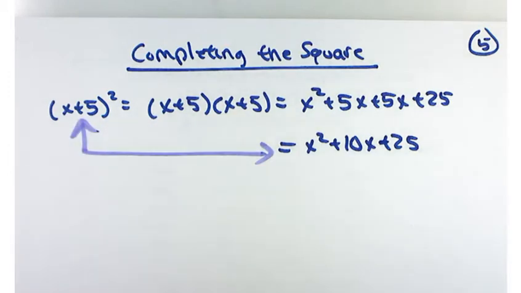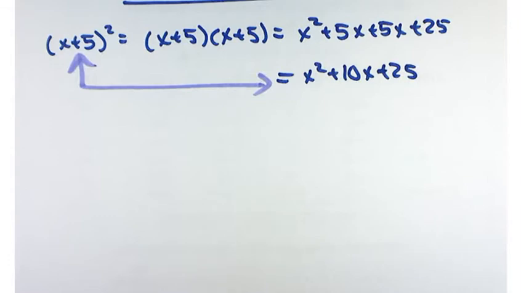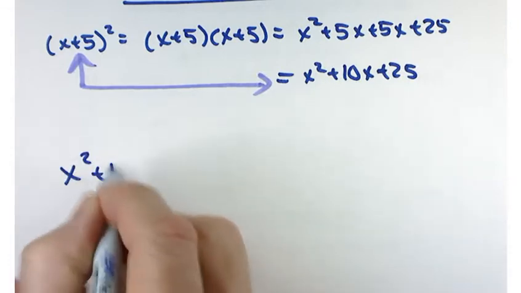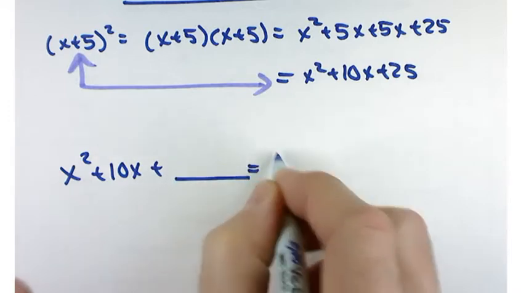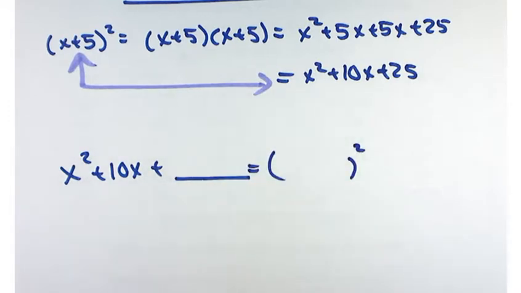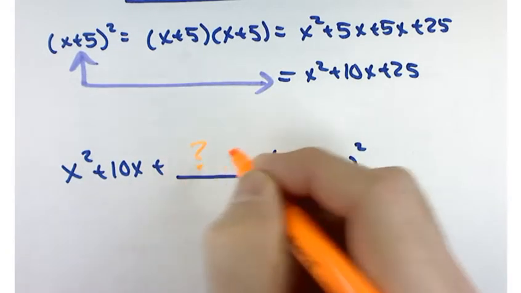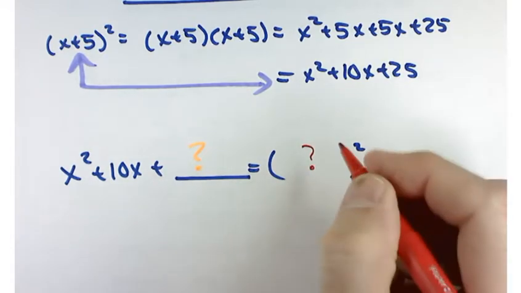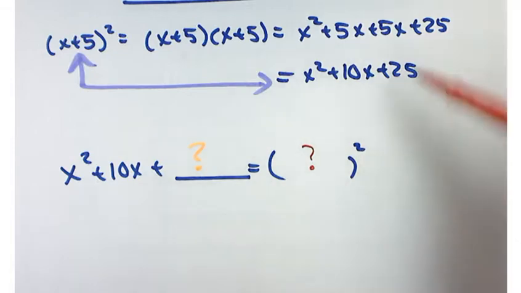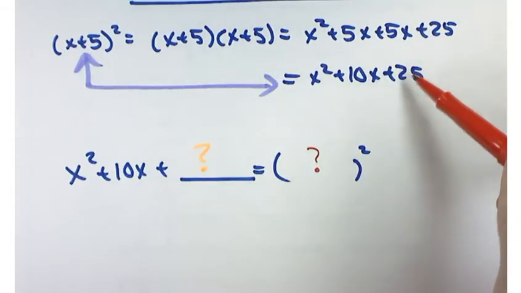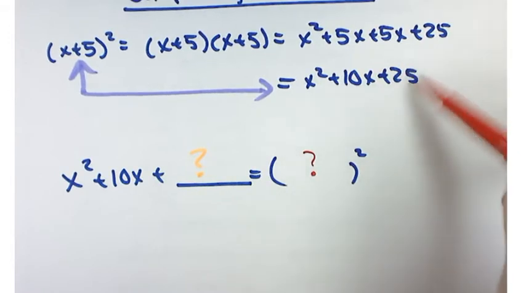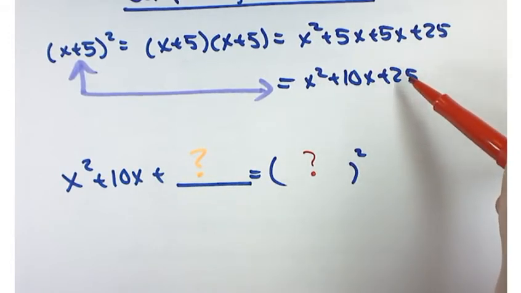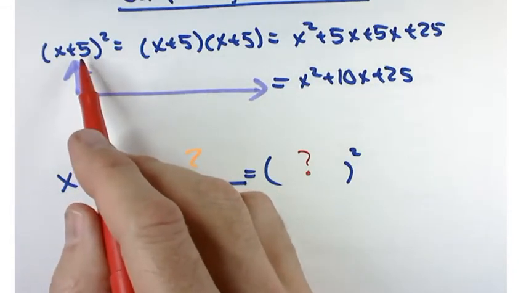But here's what things are going to look like for problems in this section. You're going to be given something like x squared plus 10x plus something equals something squared. What we're going to have to do is figure out what I put here so that this can be written as a perfect square, as a binomial squared. Our answer in this case is 25. Where did the 25 come from? So 5 times 5, or better yet, 5 squared.